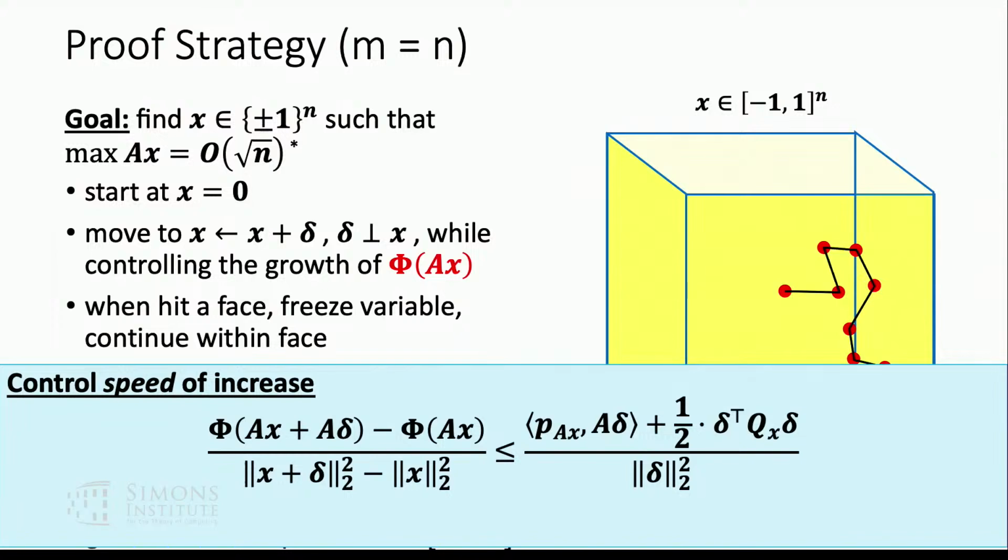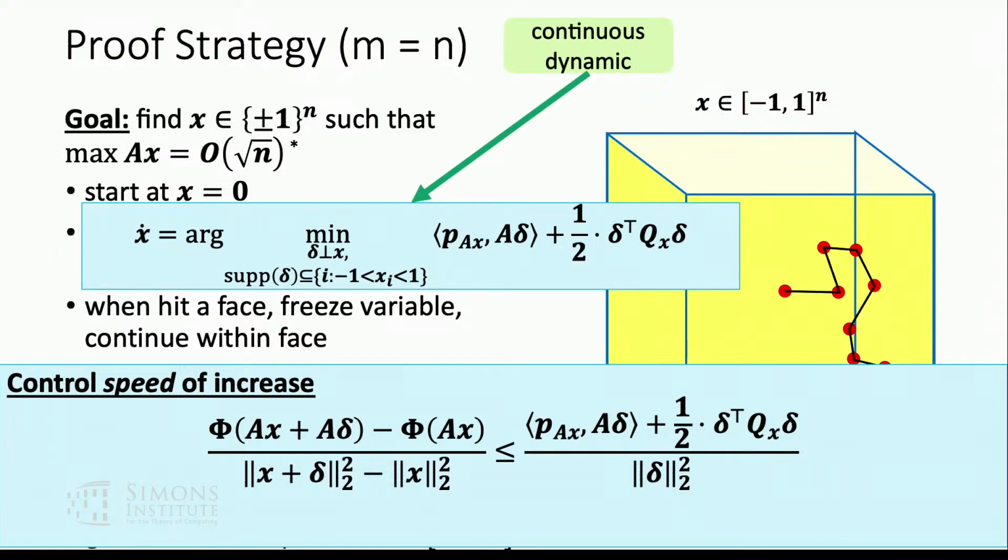Basically, what's the direction that I want to take if I want to increase the squared norm of my iterate without increasing my phi too much? Well, I can find that direction by trying to minimize this quadratic over the set of directions that are perpendicular to my current x, because I want to maintain this invariant, which tells me that I always increase my squared L2 norm. So this is basically just a Newton step.